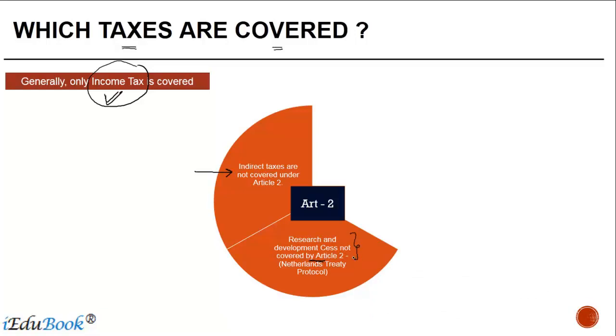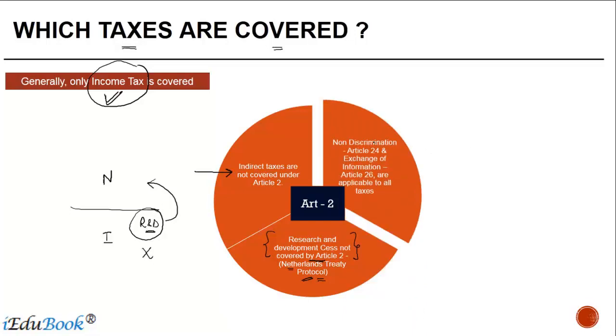Now, this is one exception which has been specifically made in the treaty which India has with the Netherlands. In the protocol to that, it has been said that research and development cess is not covered by Article 2, which means that if there is a Netherlands company which pays an R&D cess in India, it cannot claim a credit for this in the Netherlands. Why? Because this is not covered as a part of tax.